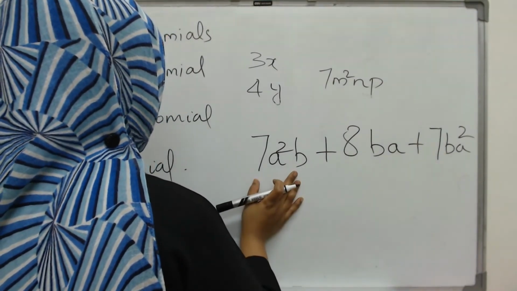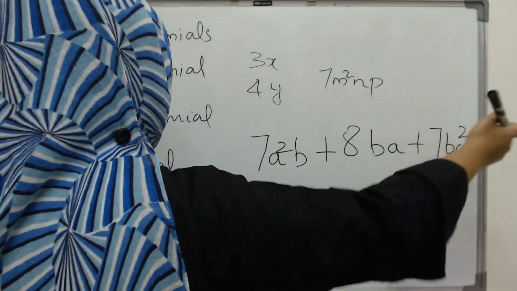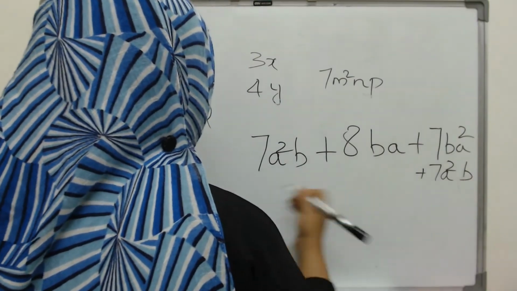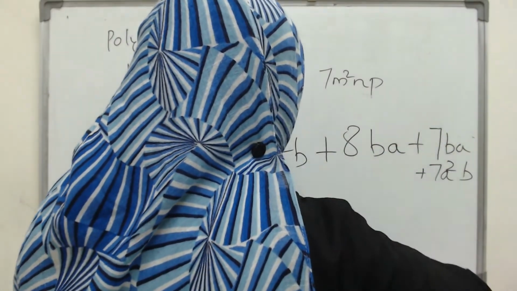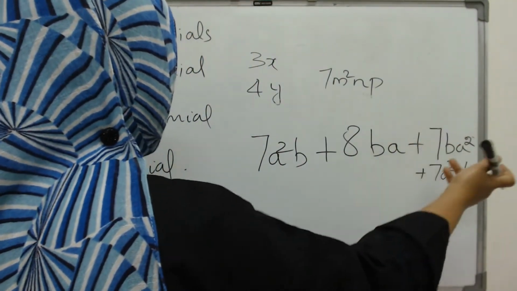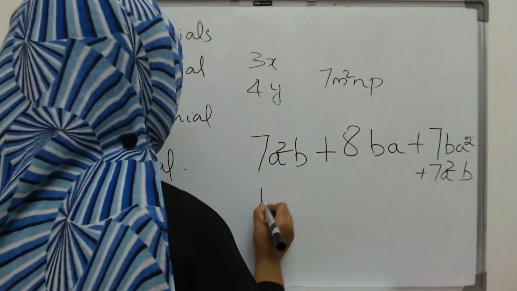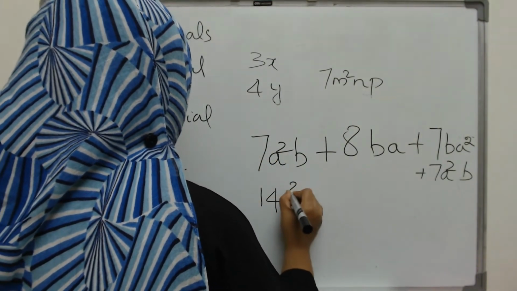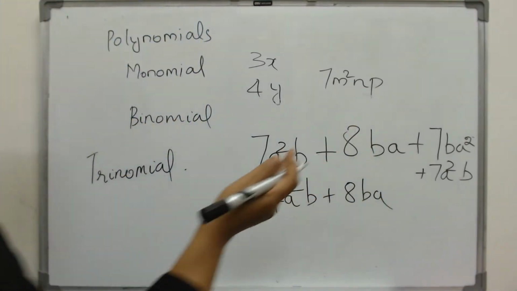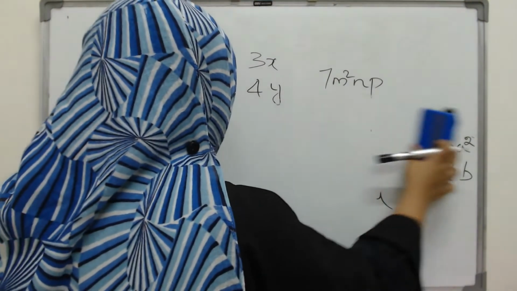These are like terms. 2 A's and 1 B, 2 A's and 1 B. We have just written it the other way. This is actually the same as 2A square B. So this is actually the same thing. We have just written it around. So you can add these two because you can always add like terms. So this is actually the same as 14a square b plus 8ba. So though it looks like a trinomial, it is not. It is a binomial.